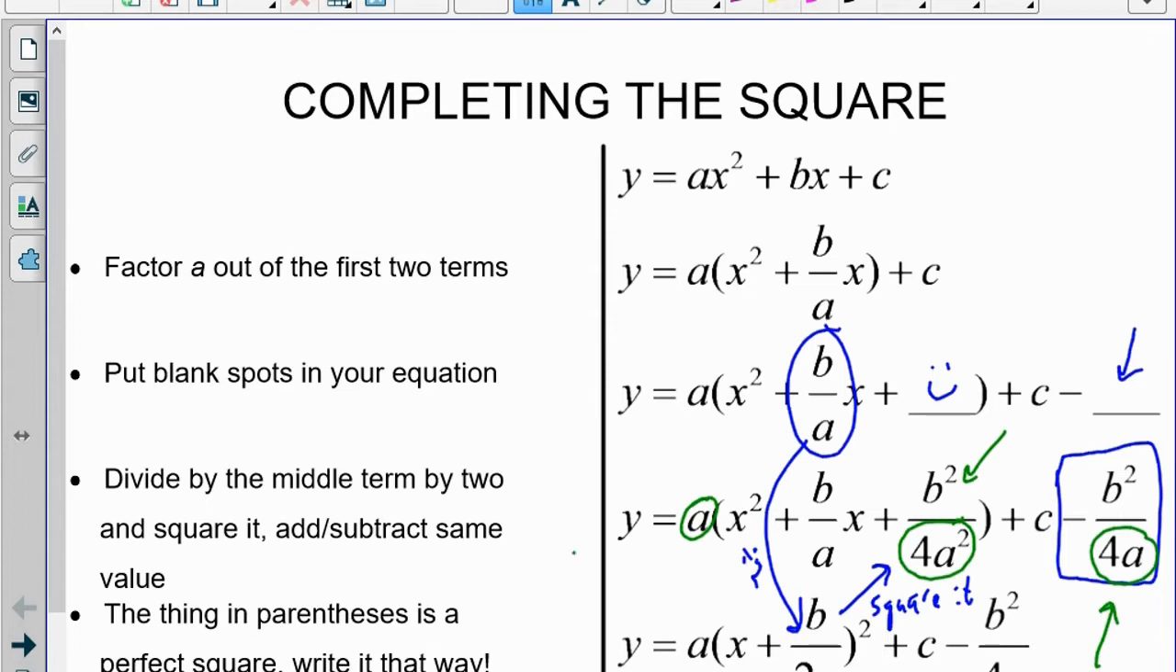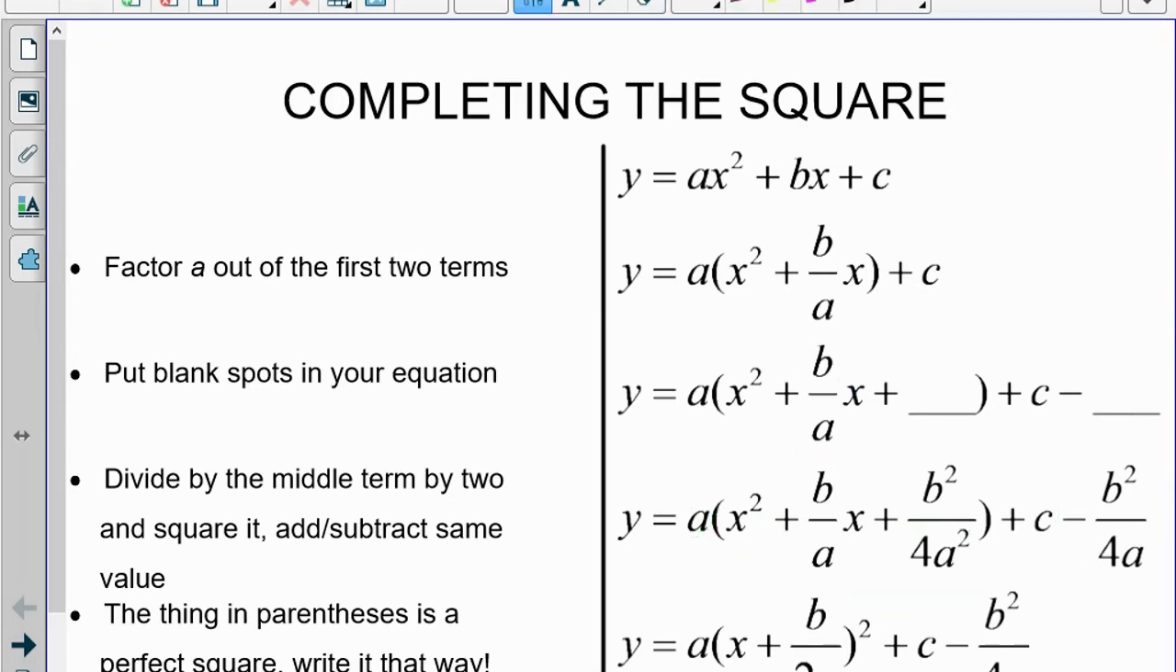Then the thing in the parentheses is a perfect square, which is the whole point of doing this. We're completing the square. We're trying to turn this into vertex form. You want to write it in vertex form when you're done. That was a pretty quick synopsis with a bunch of letters. So now we're going to get into what it actually looks like in real life.